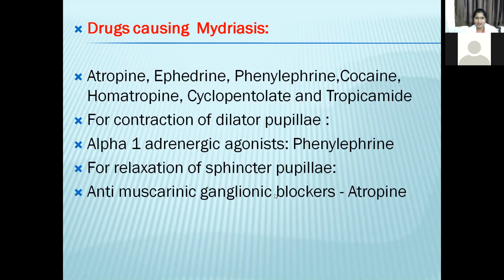It is produced by anticholinergic drugs like atropine and hyoscine. Atropine blocks M3 receptors. These are the anticholinergic drugs. It blocks M3 receptors, so it produces mydriasis. This is called passive mydriasis.